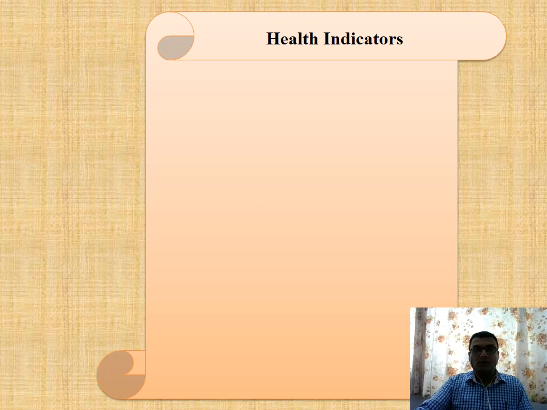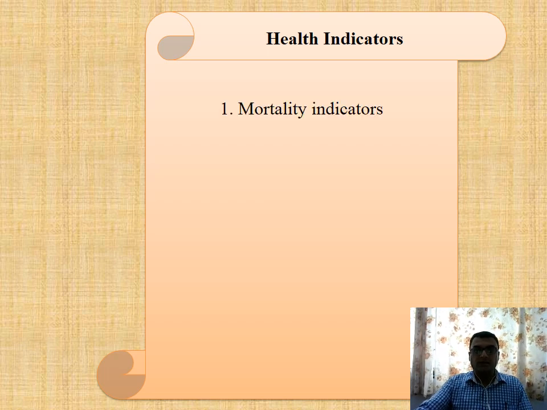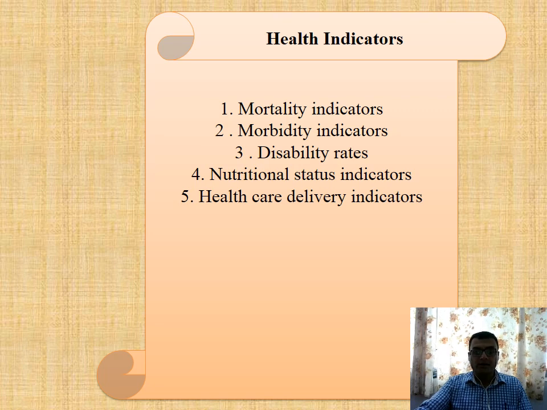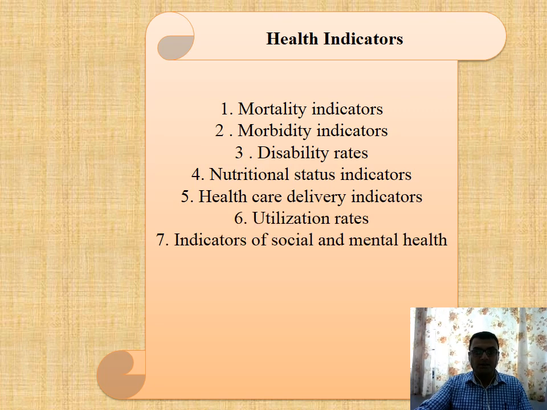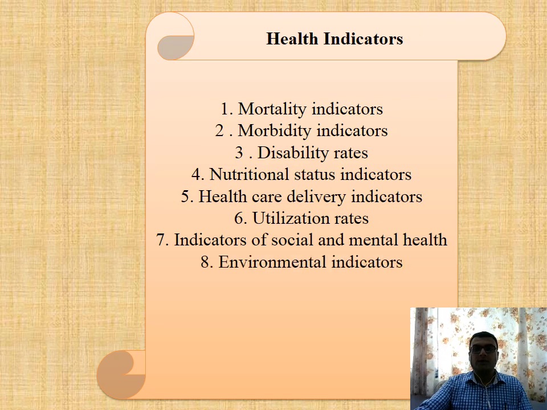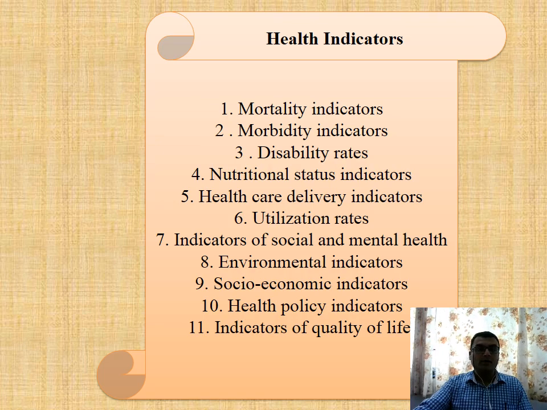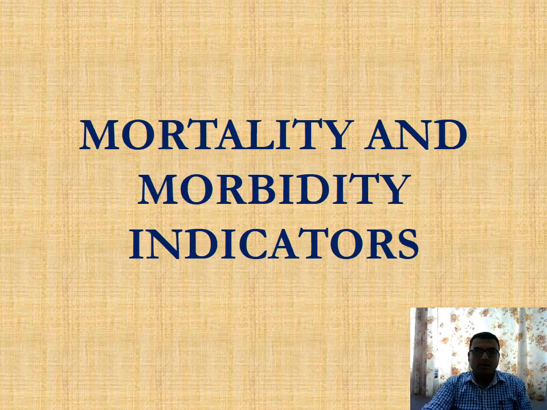So let's see what the different health indicators are. These are mortality indicators, morbidity indicators, disability rates, nutritional status indicators, healthcare delivery indicators, utilization rate, indicators of social and mental health, environmental indicators, socio-economic indicators, health policy indicators, and indicators of quality of life. Let's see mortality and morbidity indicators.